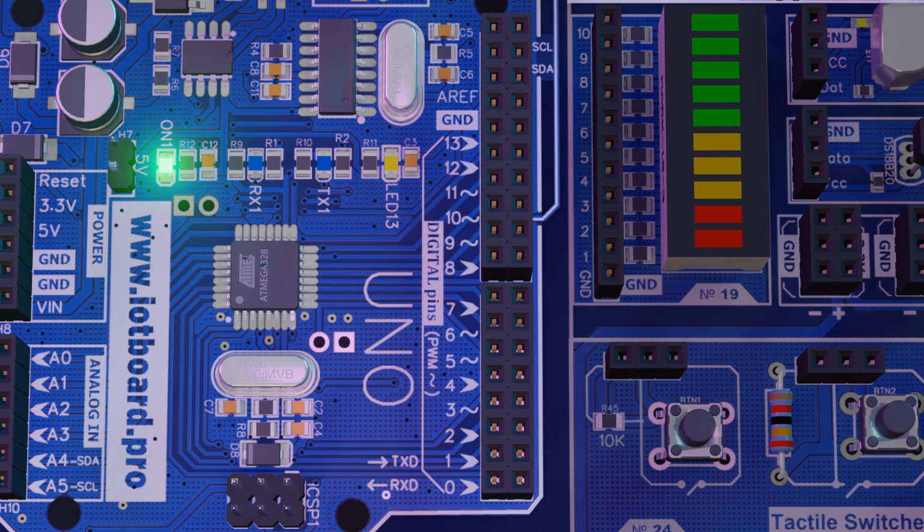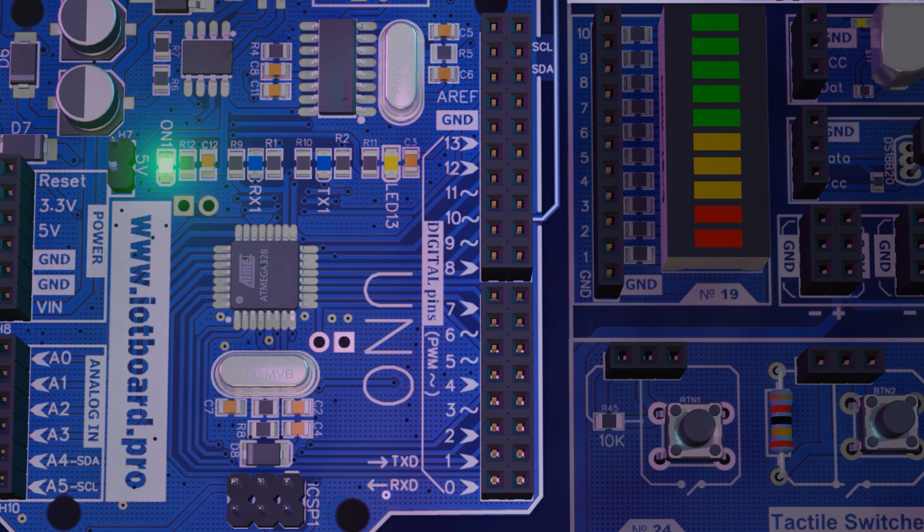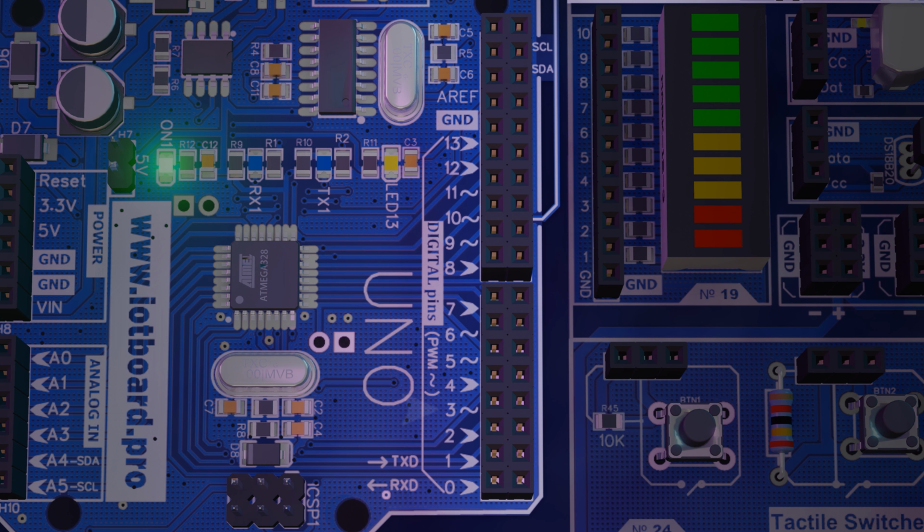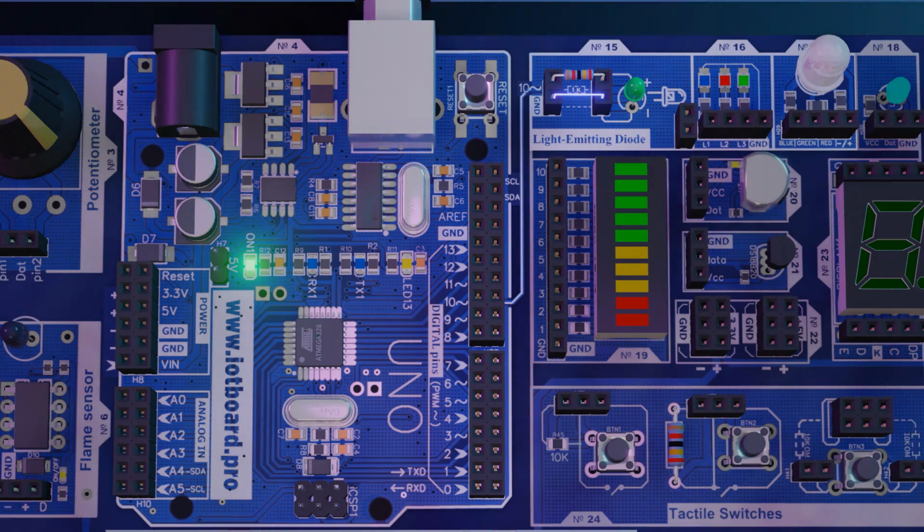Arduino has 6 hardware PWM modulators on analog ports. These are pins 3, 5, 6, 9, 10, and 11. On the board, they are marked with a tilde sign. The PWM signal is controlled using the analog write function, which generates an analog signal at the output and sets the duty cycle of the pulse.